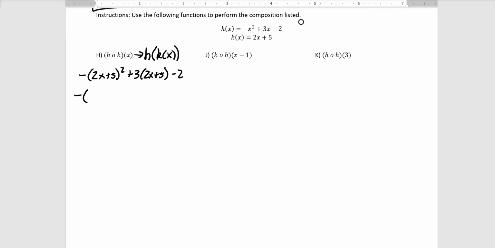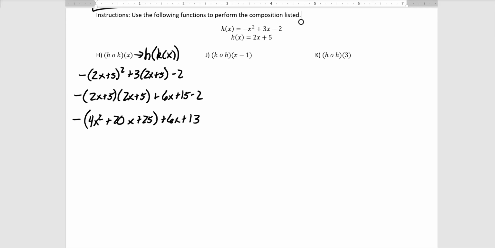So the opposite of 2x plus 5 times 2x plus 5, since they're being squared. 3 times 2x plus 5, so I can just distribute that, so that'll be 6x plus 15, and then minus 2. So 2x times 2x is 4x squared. 5 times 2x is 10x. There will be 2 of those, so that gives me 20x. And then 5 times 5 is 25, plus 6x, plus 13.